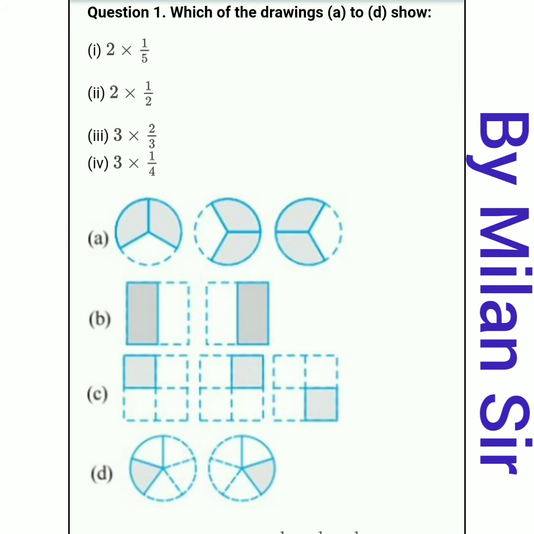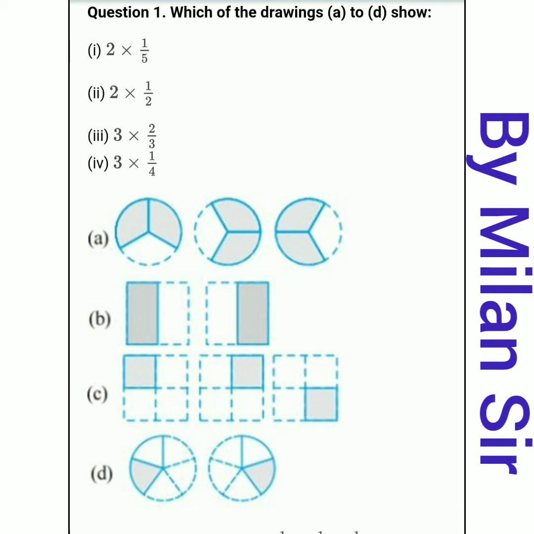In this video, I will explain exercise 2.1, question number 1 and question number 2. So let's start with question number 1. First of all, read this question. Which of the drawings A to D show? We just need to match the Roman numerals with A, B, C, D.